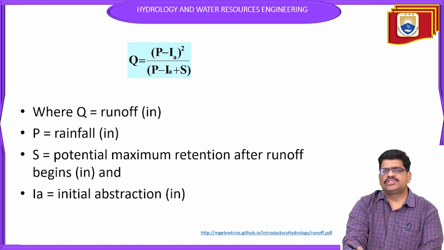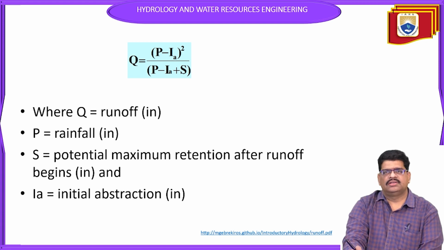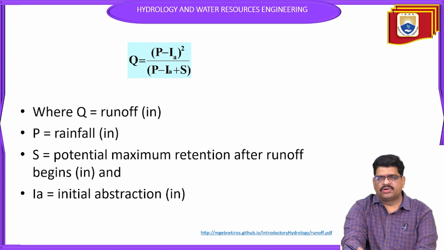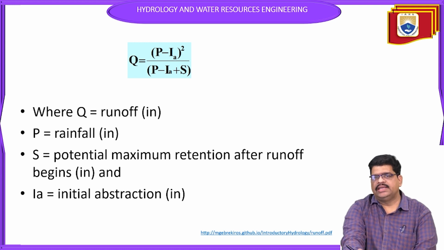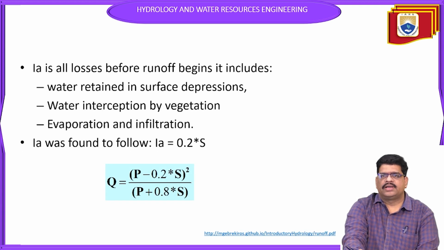Next, this is also discharge calculation. Previously we have seen the discharge calculation for Indian conditions. Here, the general condition of the soil: Q is equal to P minus IA whole square by P minus IA plus S, where Q is the discharge, P is the precipitation or rainfall, S is the potential maximum retention, and IA is the initial abstraction. So that is the formula.